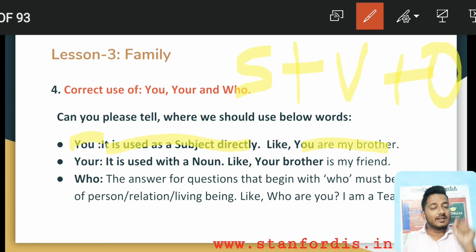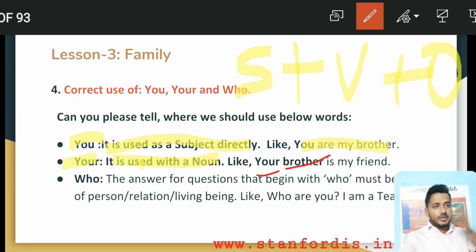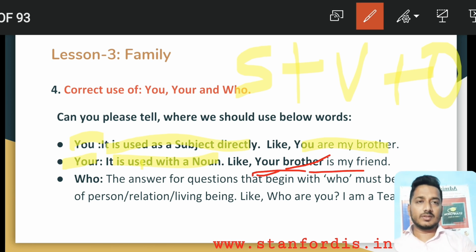You is a subject. Now understand how you are going to use your. It is used with a noun. Whenever you are going to use your, you are going to use one noun, like your brother, your sister, your uncle, your aunt, your cow, your book. Your Radha, so Radha is a noun, your Radha is my friend. So here understand the difference between you and your. You, independent subject. Your, whenever you are going to use your, there should be a noun after your. Your brother, your sister, your cousin, your Radha, your Ram. Understand? So we are going to use your with a noun.